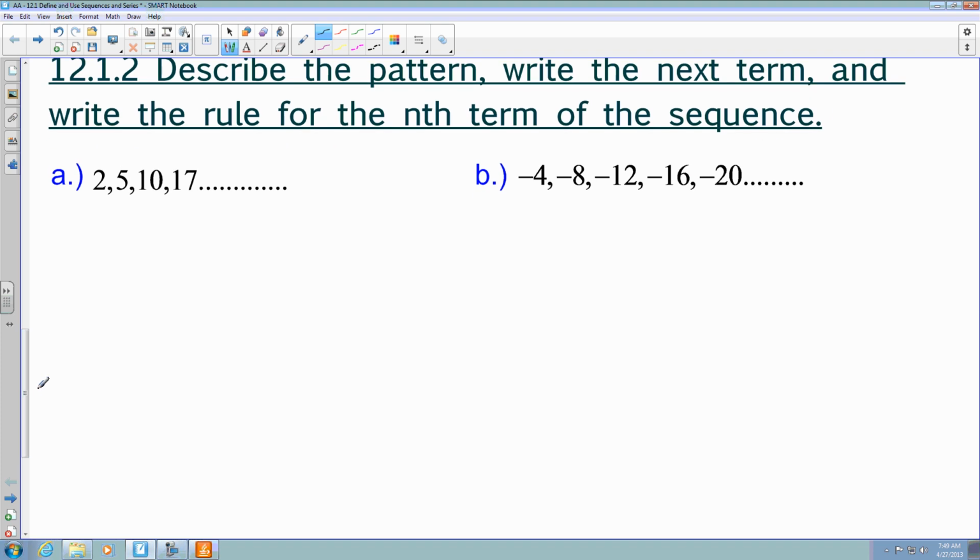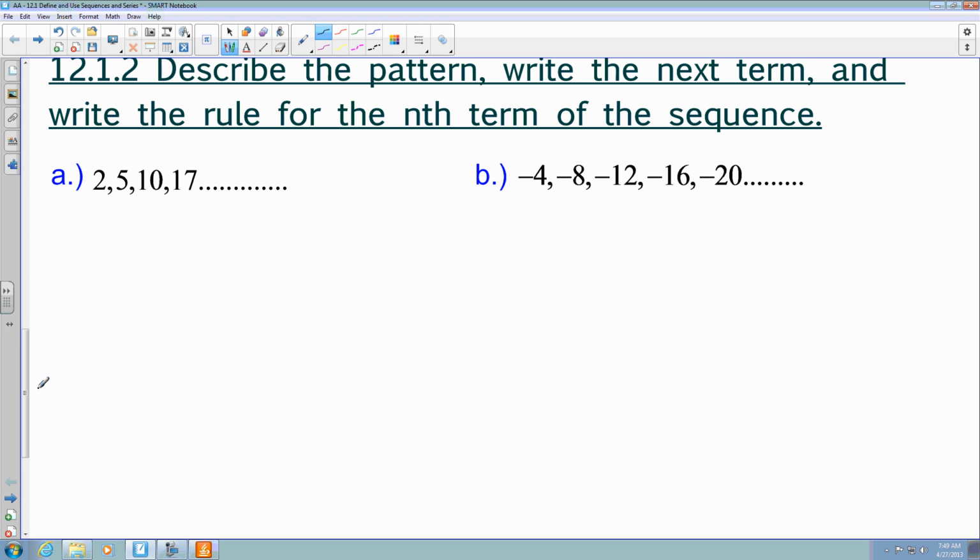Now for examples A and B, they're asking us to describe the pattern and then write the next term and write a rule for the nth term of the sequence. When they're looking for writing the nth term in the sequence, they want you to find that general equation for the pattern, like a sub n equals something. So let's look at A. The values that they give us in the pattern are 2, 5, 10, 17.